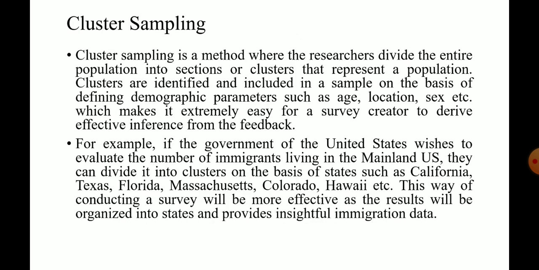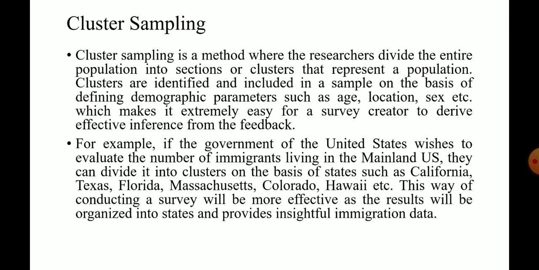The next probability sampling method is cluster sampling. In cluster sampling, the entire population is divided into sections or clusters that represent the population. The clusters are divided on the basis of demographic parameters such as age, location, sex, etc. This method makes the research easier, and they can do the research simply and easily.